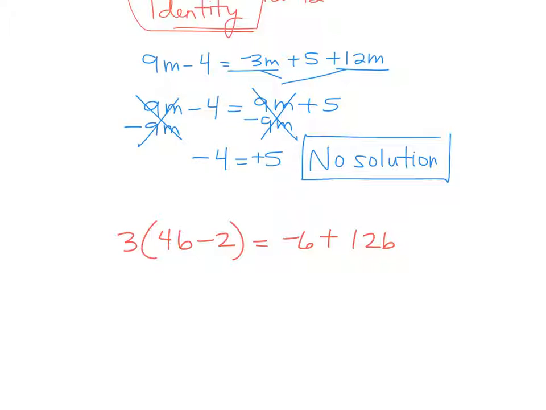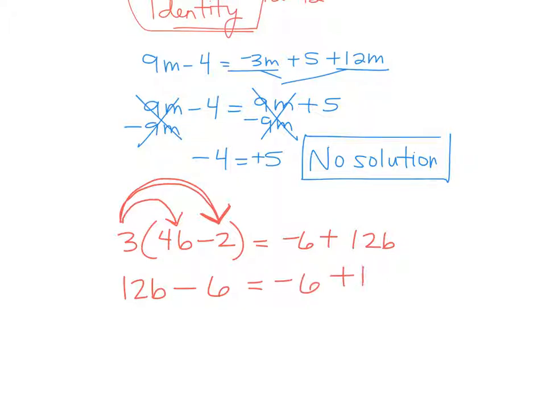All right, so if it looks like this, Dustin, what do I do first? Multiply, right? You're going to distribute that 3 to both those things. So what's 3 times 4b? 12b. Okay, and then we're subtracting. 3 times 2 is 6. Okay, so 12b minus 6 equals negative 6 plus 12b.